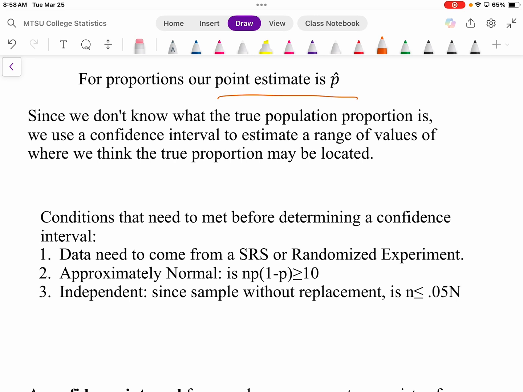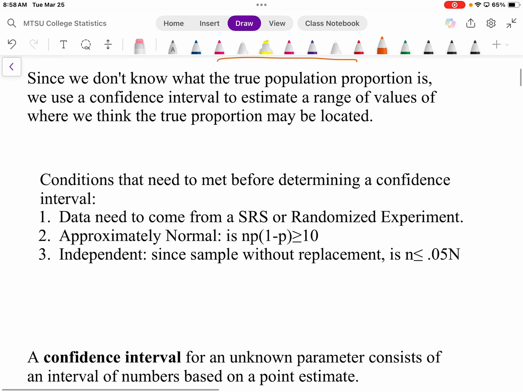and they say, okay, are we okay when we weigh these? Here are the conditions that need to be met before determining a confidence interval. First, the data needs to come from a simple random sample or a randomized experiment, where we randomize maybe the assignment to the placebo and a drug as we're doing an experiment. Do we have some randomized experiment going on?